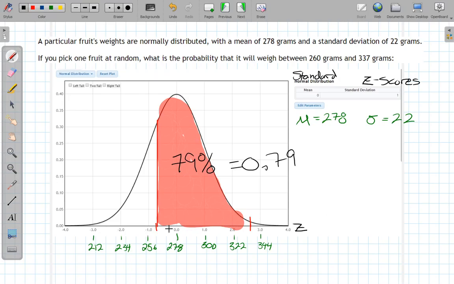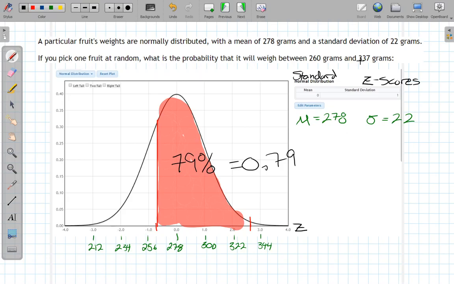All right, just some other notes. When I grabbed StatKey originally, it had a mean of 0 and standard deviation of 1. That's called the standard normal. That's for z-scores. And so 0 is the mean, -1 is 1 standard deviation to the left, +1 is 1 standard deviation to the right. So for example, a fruit with a weight of 260 with this mean and standard deviation would have a z-score of about -0.8, just a little bigger than -1.